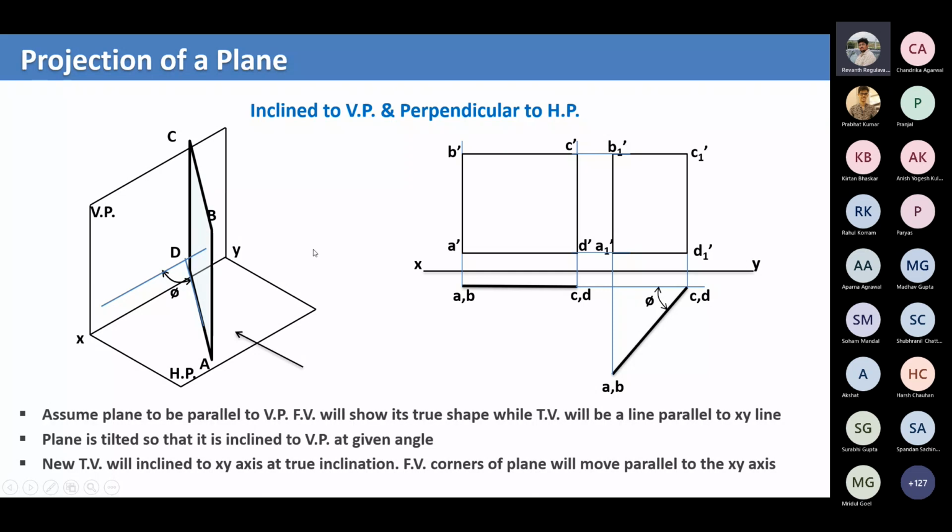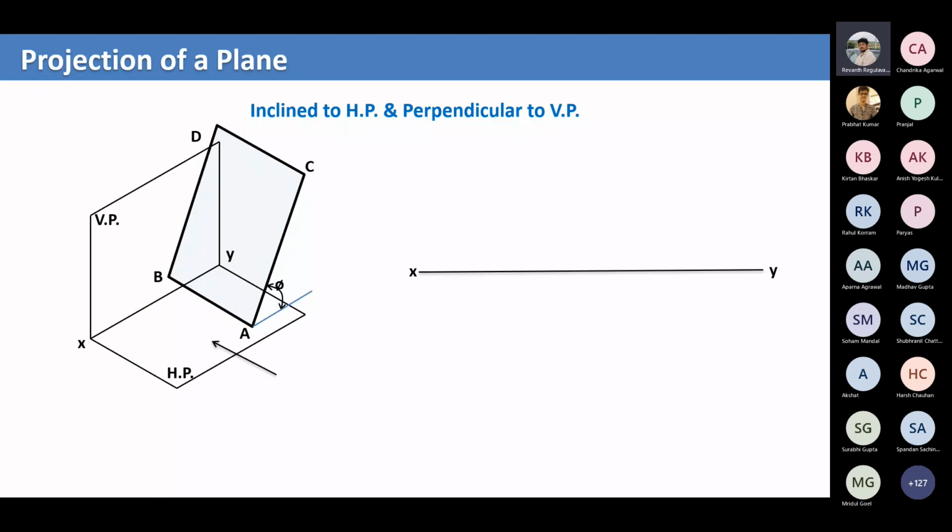So this is the plane which is perpendicular to HP and inclined to the vertical plane, which is the auxiliary vertical plane, which we have already seen. So this is another orientation of the plane ABCD, which is perpendicular to the vertical plane and at an angle phi to the horizontal plane. In the same way, we'll do the construction here. Initially we have to draw the true shape of it, A, B, C, D.